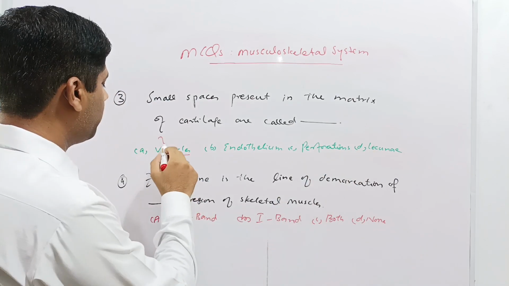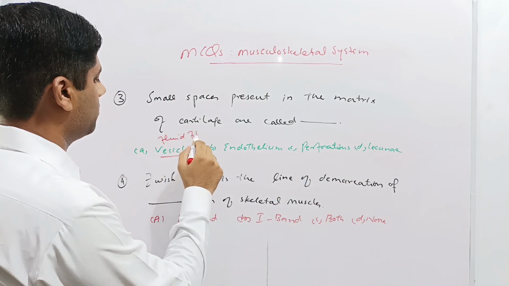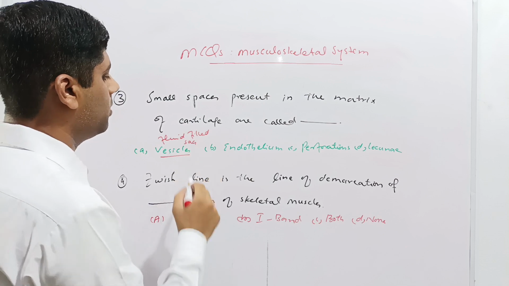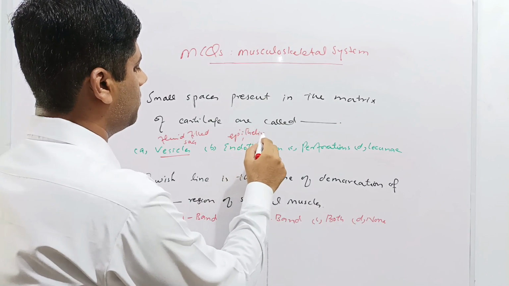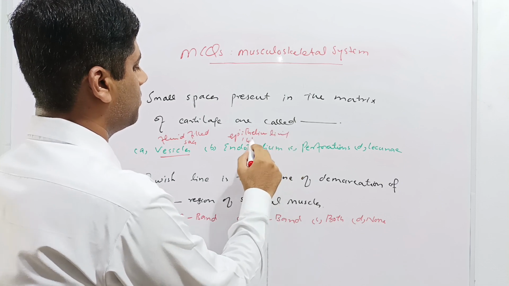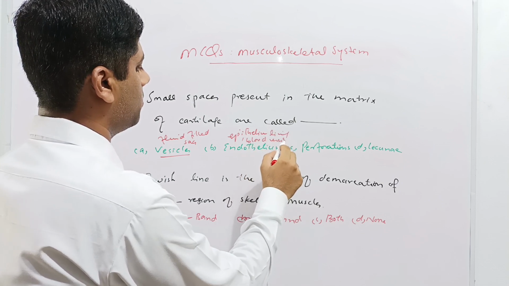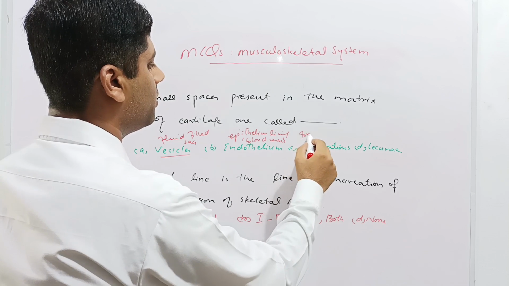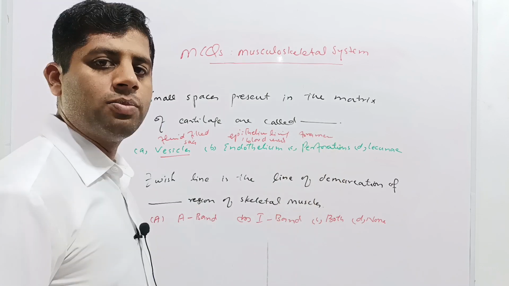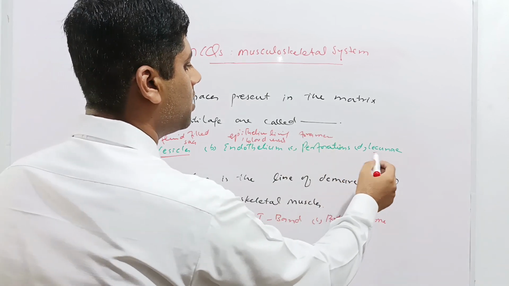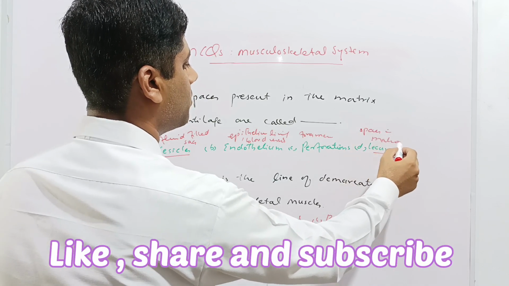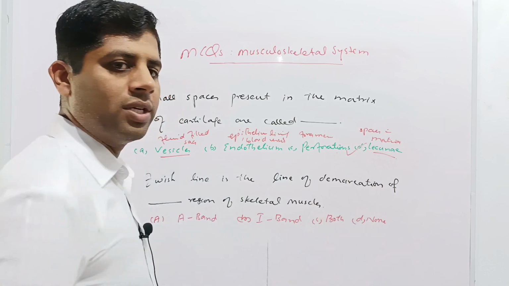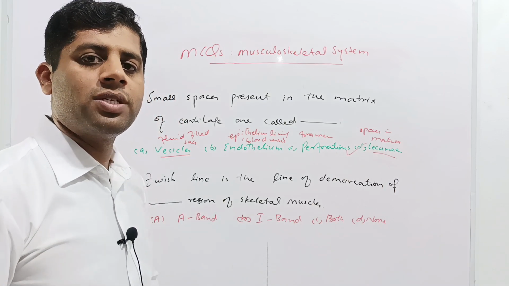Vesicles are fluid-filled sacs present in the body. Endothelium is the epithelium lining the blood vessels. Perforations are foramen. These are the openings or holes present in the bones for nourishment. And lacunae, these are the small spaces present in the matrix of cartilage. So option D is the correct one, that the lacunae are the small spaces present in the matrix of the cartilage cells.